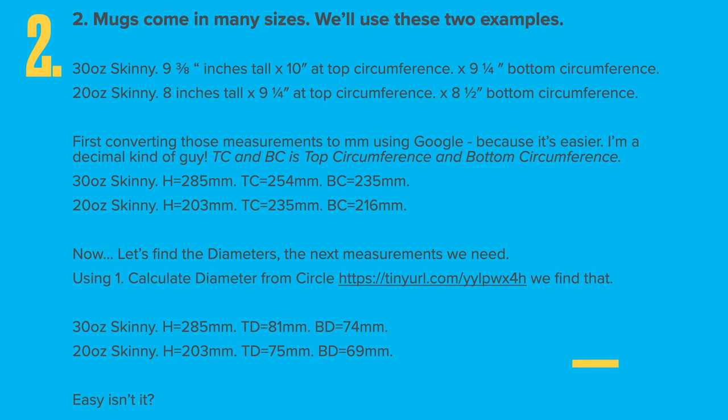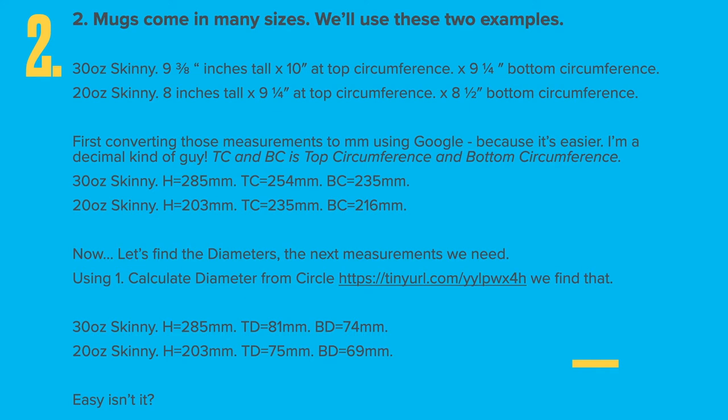And you can see I've got 9 3/4 inches tall, 10 inches at top circumference, and 9 1/4 inch bottom circumference. I've converted these to millimeters using Google. Simply type in 9 3/8 inches to millimeters, and back it'll come with the measurements.